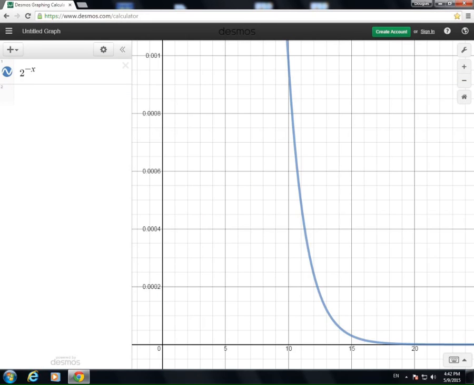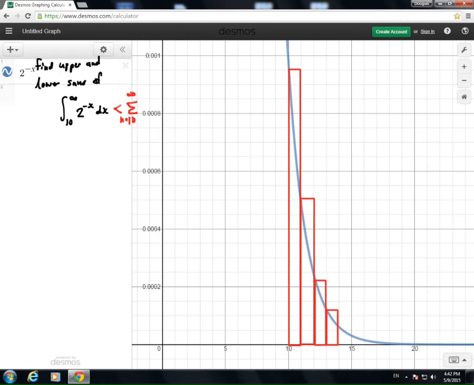Here's an IB style question that would utilize upper and lower sums. It starts off with the same question: find the upper and lower sums of the integral from 10 to infinity of 2 to the negative x dx. So the first thing I do, graphically speaking, is start at 10 and make my rectangles, and I realize that that's going to overestimate my area, so I put that on the larger side. And then when I start from 11, which is one more, I add up all the little rectangles, and I'm going to expect that to be smaller than the total area because I'm underestimating.